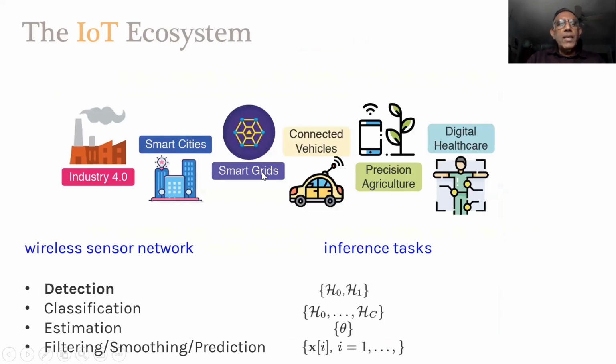Finally, coming to the Internet of Things ecosystem, and this will be presented more by my co-presenters, but the idea is that you have applications in terms of, as I said, smart cities, smart grid, connected vehicles, and you name it. The underlying technology is wireless sensor networks, and they try to solve certain inference tasks, such as detection, classification, estimation, and so on. This tutorial is focused on the detection problem, and I'll talk about it as I proceed.